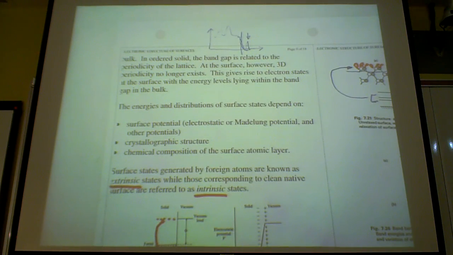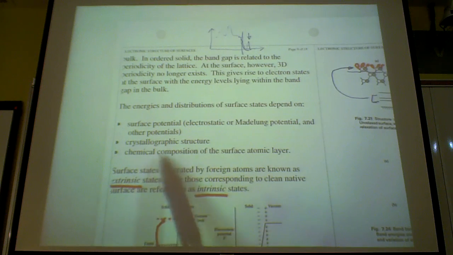So this gives rise to electronic states lying within the band gap of the bulk, so that's the signature. The energy distribution of this surface state depends on several things. It depends on the surface potential, usually electrostatic potential. It depends on the crystal structure itself. Obviously, the physical structure could affect how the surface state is distributed, because after all, you generate your electronic structure from the arrangement of periodicity on your surface. It also depends on the nature of your surface, what kind of chemical composition you have.